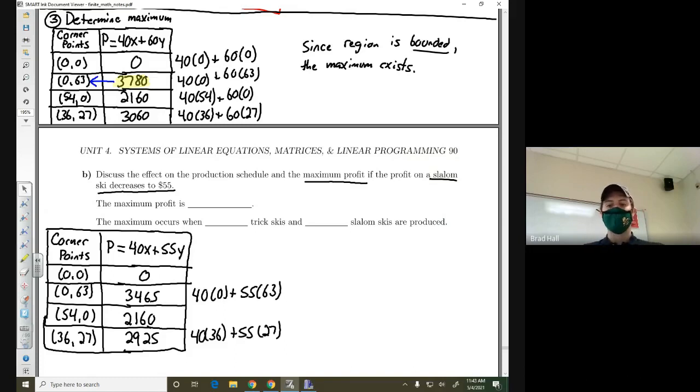And so again, what's the maximum? Maximum is 3,465. Right, just go ahead and put 3,465. When does this occur? Well, it's the same ordered pair. 0 and then 63. So the ordered pair stays the same, but we get a new maximum.